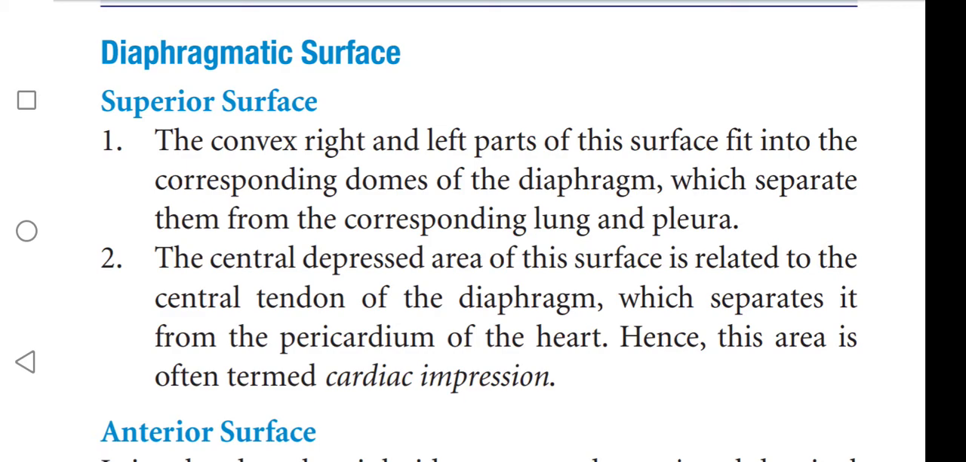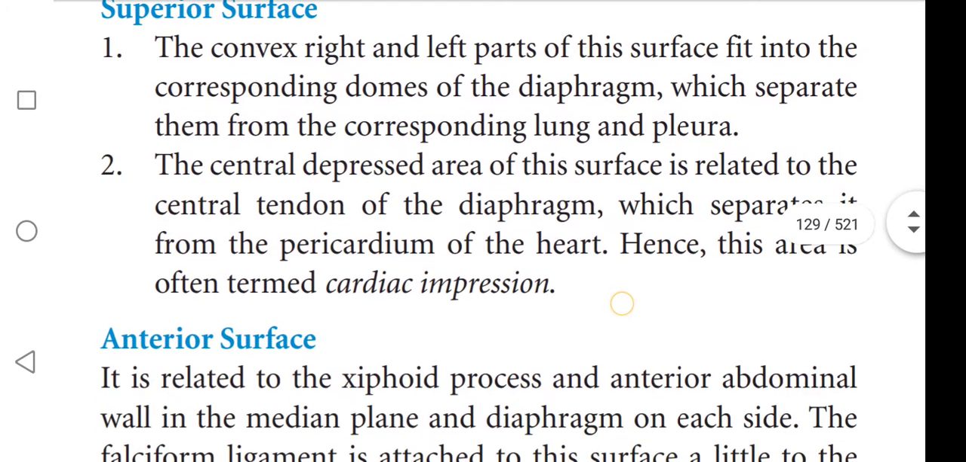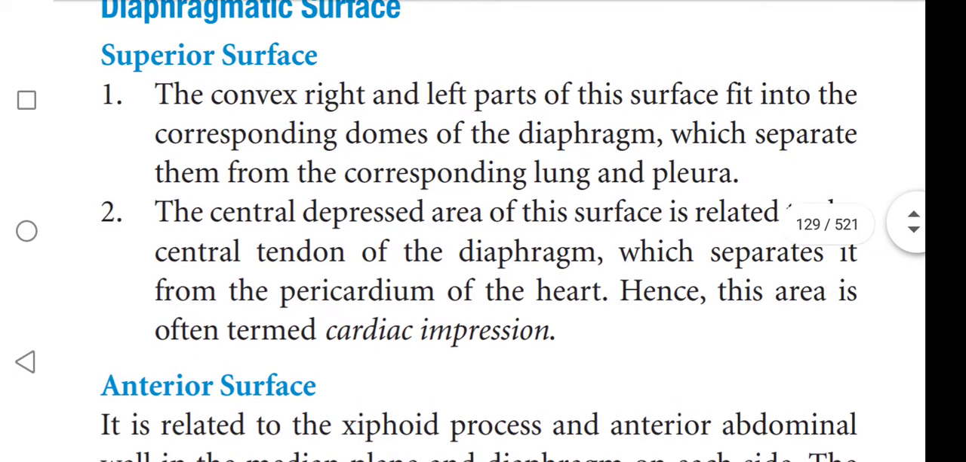The convex right and left parts of this superior surface fit into the corresponding domes of the diaphragm, which separate them from the corresponding lung and pleura. Next, the central depressed area of this superior surface is related to the central tendon of the diaphragm, which separates it from the pericardium of the heart. Hence, this area is often termed cardiac impression.